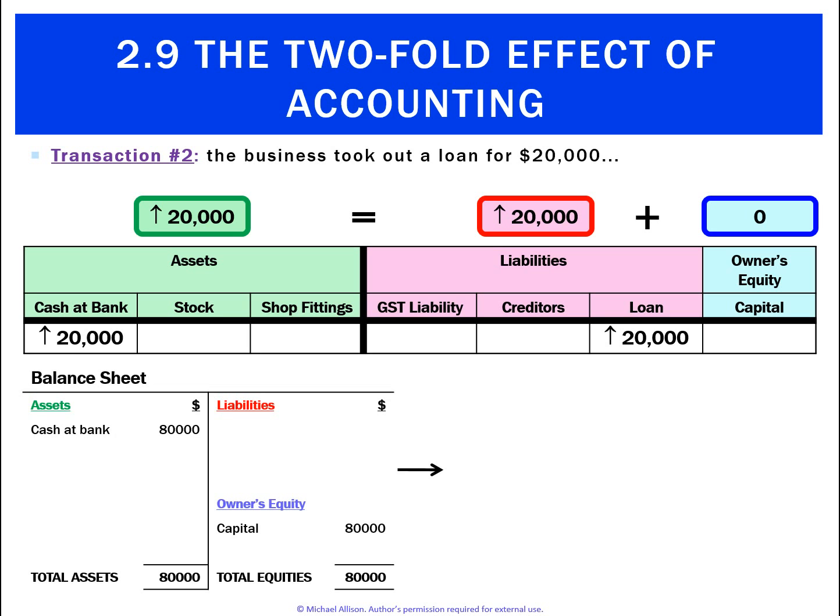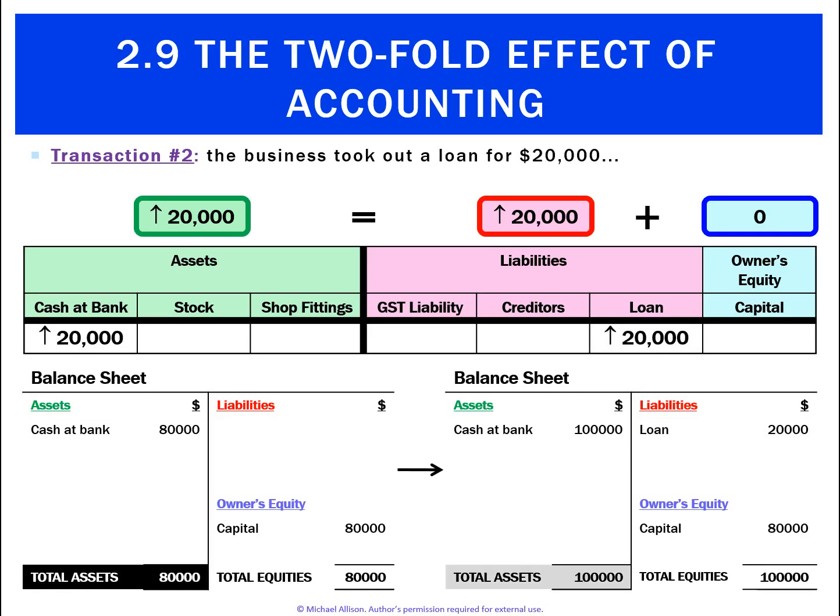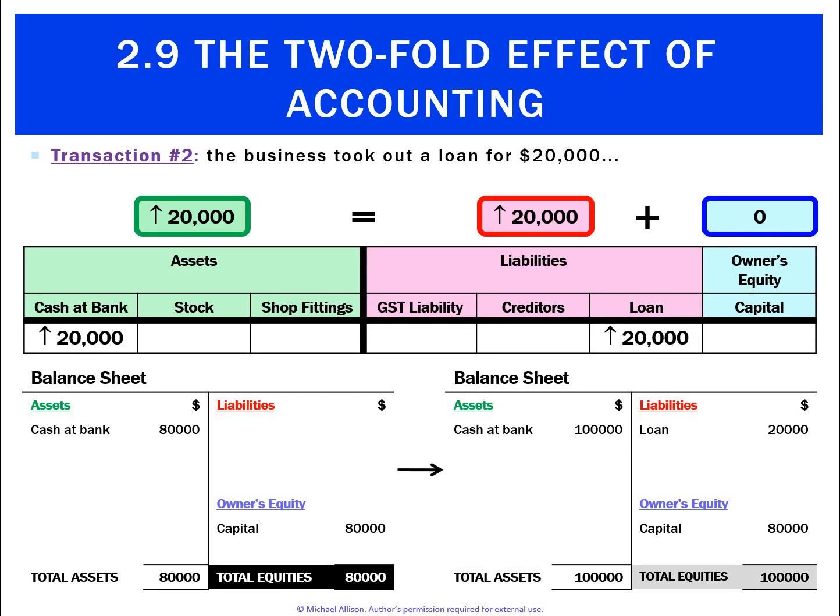There's our old balance sheet. What we'll need to do is update that. So we'll need to update the cash figure from $80,000 to 100. And then the old balance sheet didn't have any liabilities. So what we'll do now is add in the loan for 20,000, redo our totals, and we'll have a total of $100,000 for each side of the balance sheet.